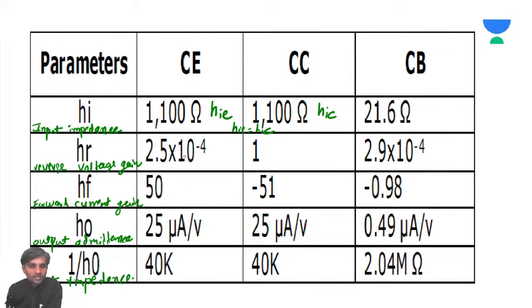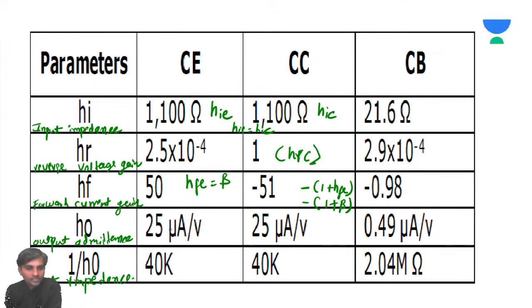But HR is not the same. For common collector, HRC is unity. What is HRC, sir? Voltage gain. So voltage gain is going to be unity. Then here, what is this, sir? HF. HF is nothing but I can also call this beta. For common collector, it's going to be minus of 1 plus HFE. Yes or no? So I can also call it minus 1 plus beta.